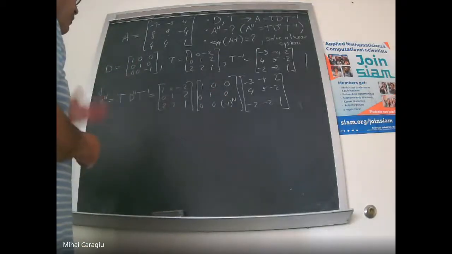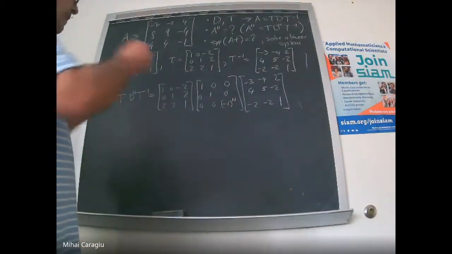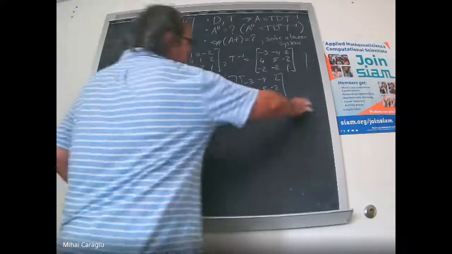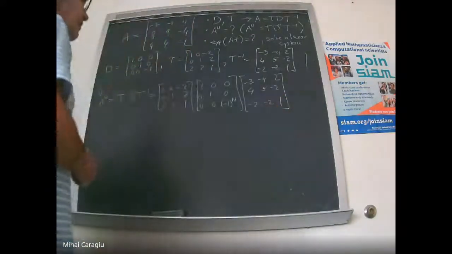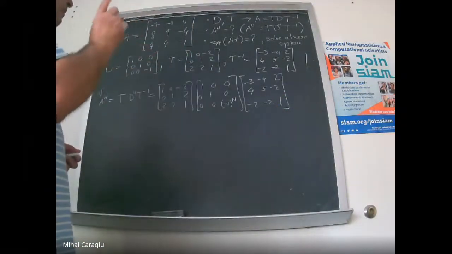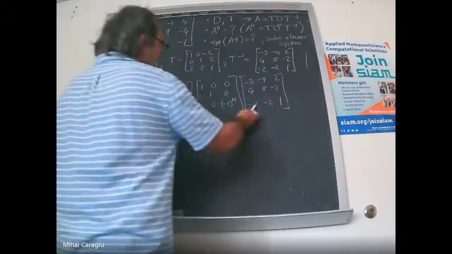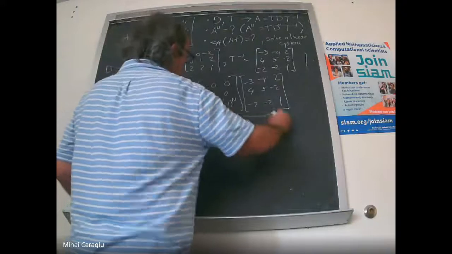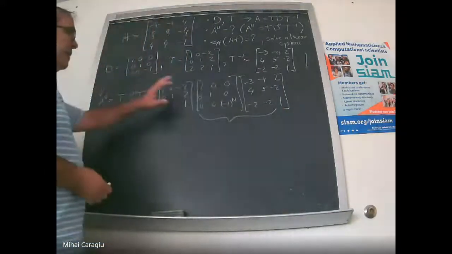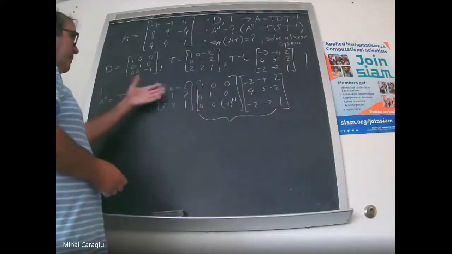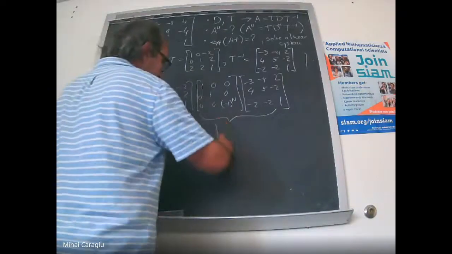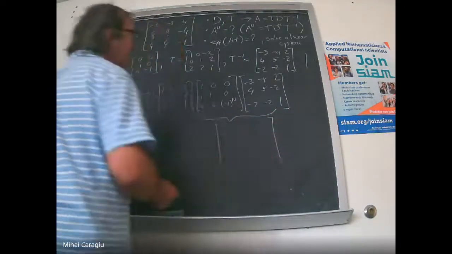Okay, now let's calculate the product of those three matrices in this order. As we know, matrix product is non-commutative, so we have to be cautious not to change the order. So let's multiply those two, and then the result is multiplied from the left to this one. Okay, so let's see what we get.